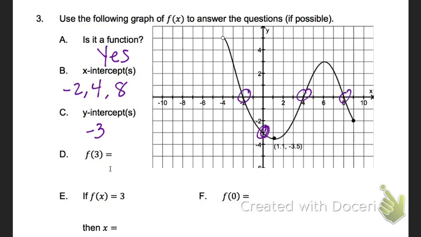Okay, I want you to try E through H on your own. D included. Yep, D through H. Then check them with the person next to you. I'm going to give you 3 minutes.